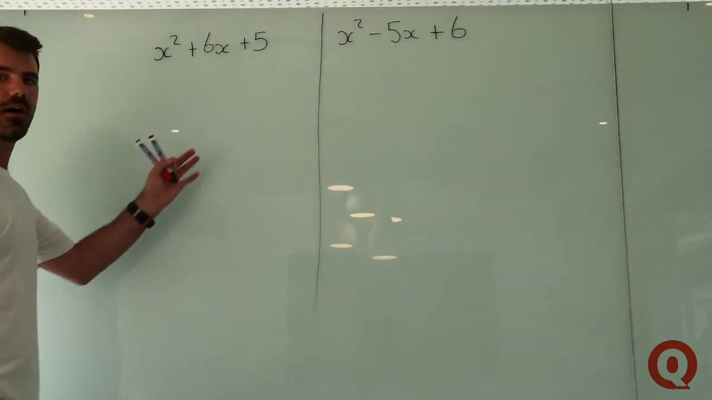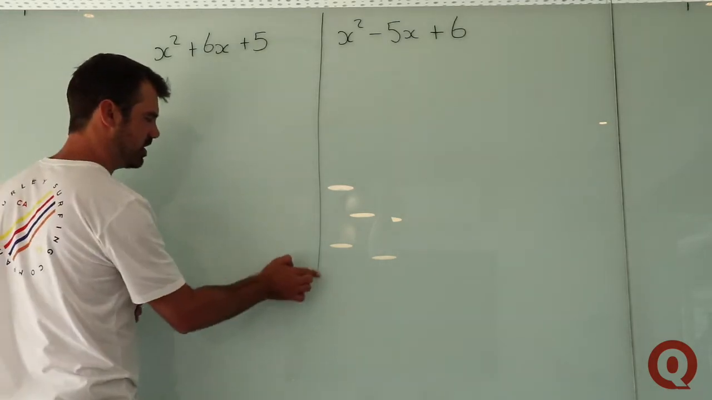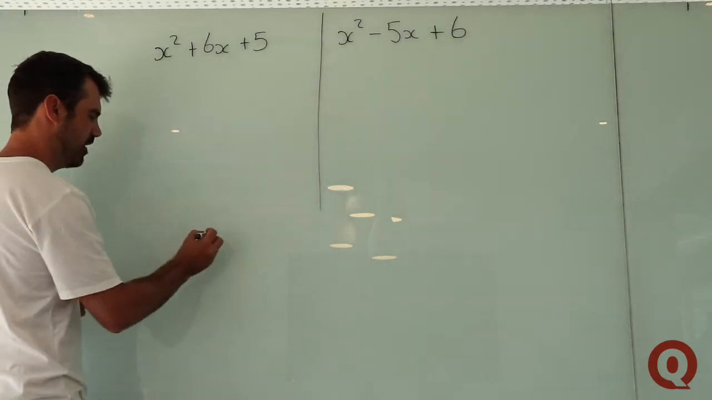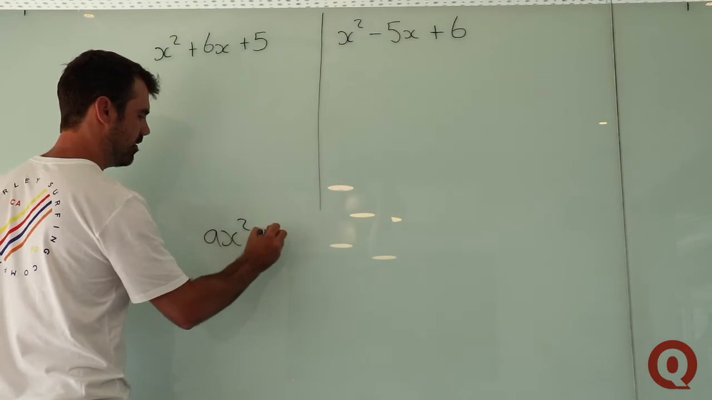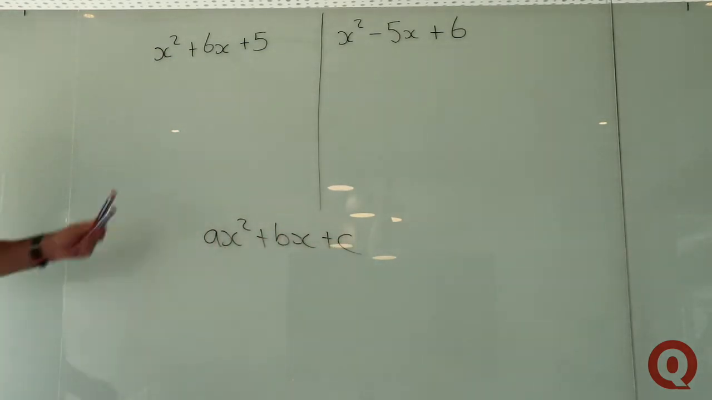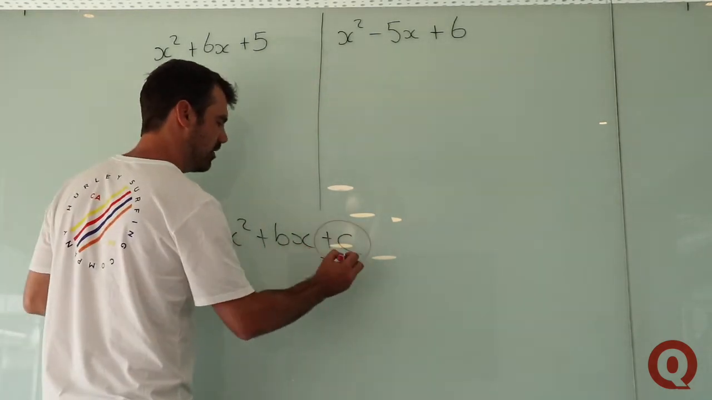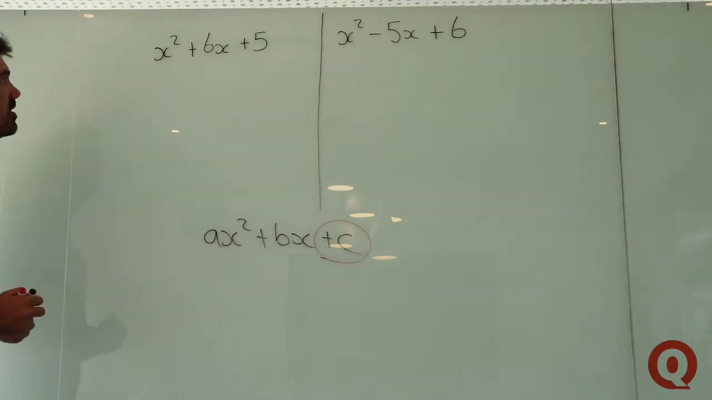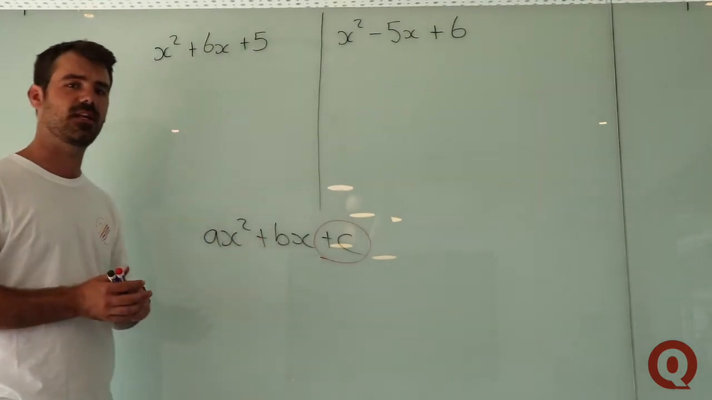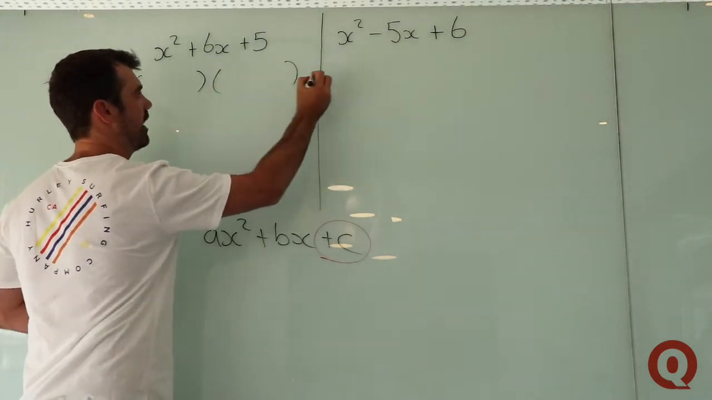Alright, so on the board I have two trinomials. Now, the basic form of a trinomial is written in the form of ax squared plus bx plus c. Now, we're going to look at these two examples, and then we're going to find something very special about our c. So let's look at these two. Now, we know that when we're factorizing trinomials, that means we need to put these into two separate brackets. So let's go ahead and open those two brackets.